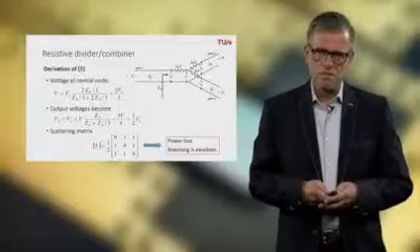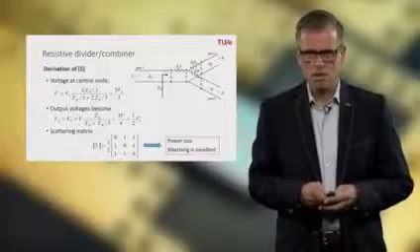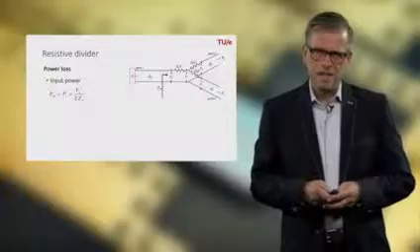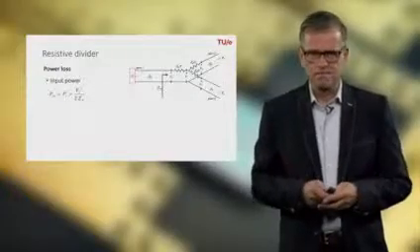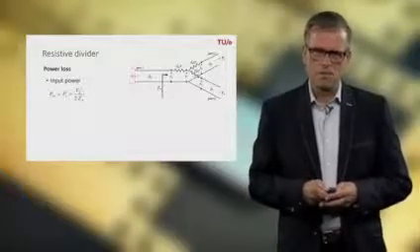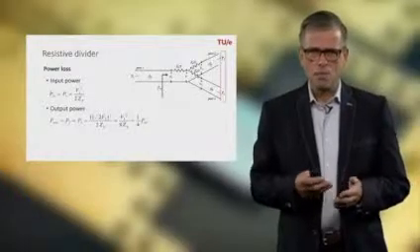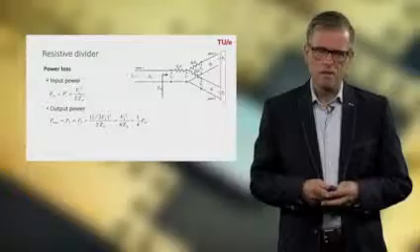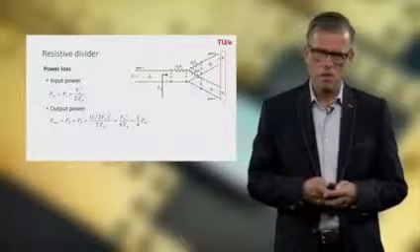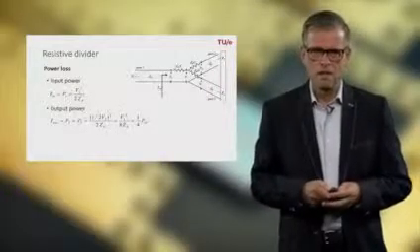Now, it's matched, but there seems to be an issue, and that's power loss. Let's look into that a little bit more in detail. The power loss. The input power is P1 and can be found again from the voltage V1, in this way, as we've done before. The voltages at port 2 and 3 we've also found, so from that we can also determine the output powers in this way, and we then come to the conclusion that the output power at port 2 is only 1/4 of the input power, and the same holds for port 3.